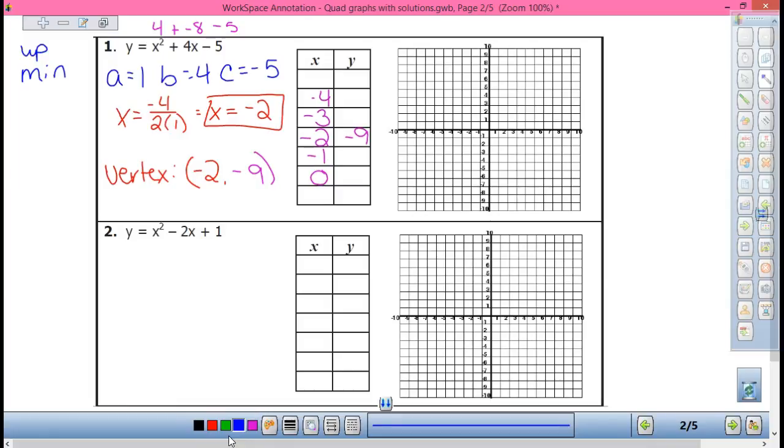Plug it in, plug it in. Okay, and again, I like to write it out. So negative 4 squared gives me 16 plus 4 times negative 4? Negative 16 minus 5? Negative 5.